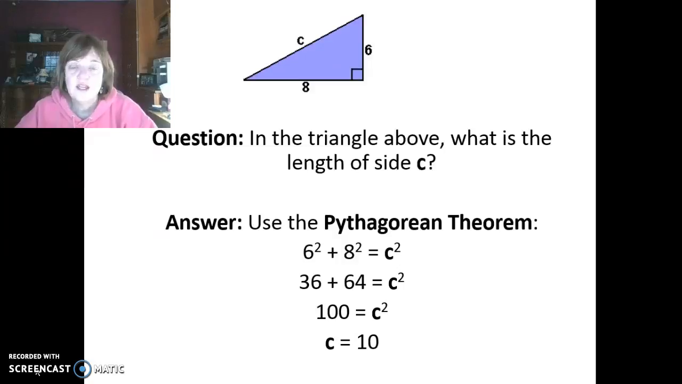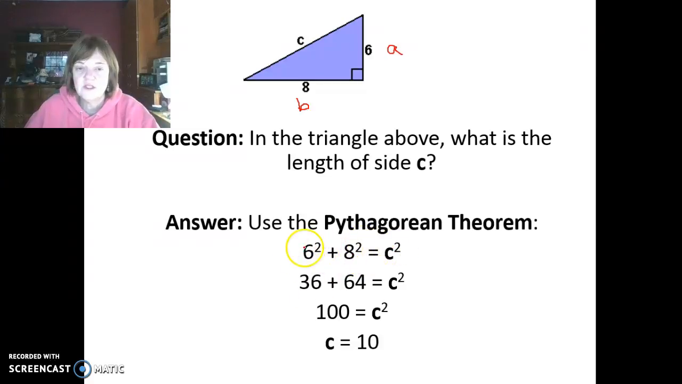So, in the triangle above, what is the length of side C? We're going to try and find the length of a hypotenuse. So, we use the Pythagorean theorem, which was A squared plus B squared equals C squared. In this case, we're calling 6 the A, and we're calling 8 the B. So we wrote this down: 6 squared plus 8 squared equals C squared.